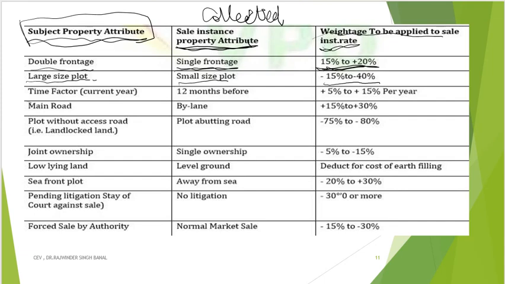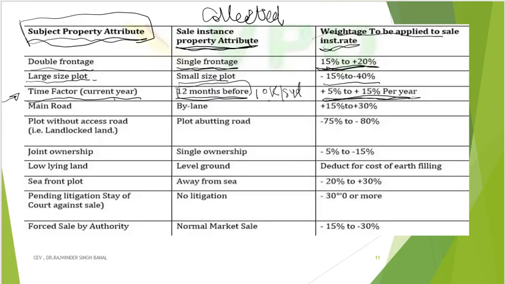So the first weightage you have to apply is the time factor. We are doing the valuation at present, and this was sold 12 months before, so we will increase the price. If this was sold for 10,000 per unit, where the unit is square yard, one year ago, then of course our plot will be sold at a higher price than 10,000. So we will increase it by 5 to 15% per year depending upon how the prices are increasing in that area. It may be more, it may be less.